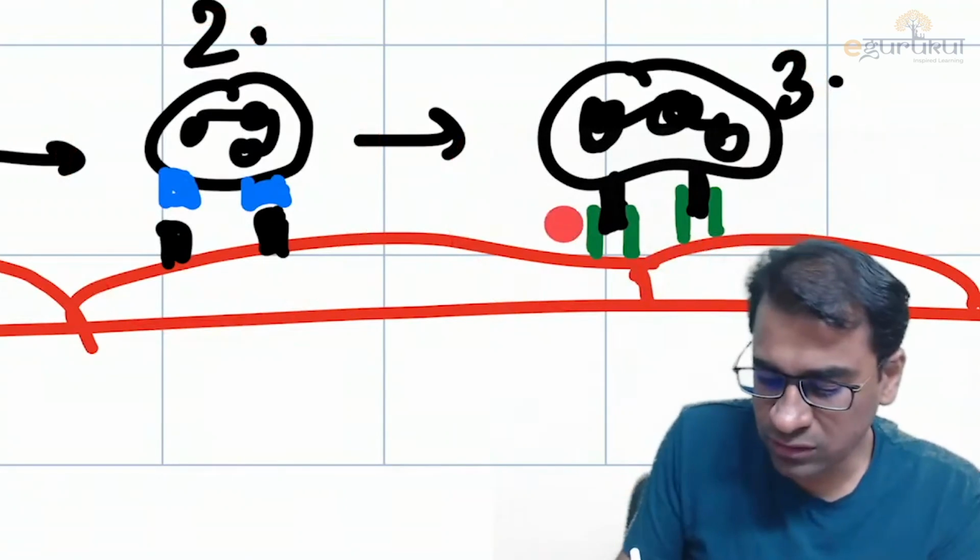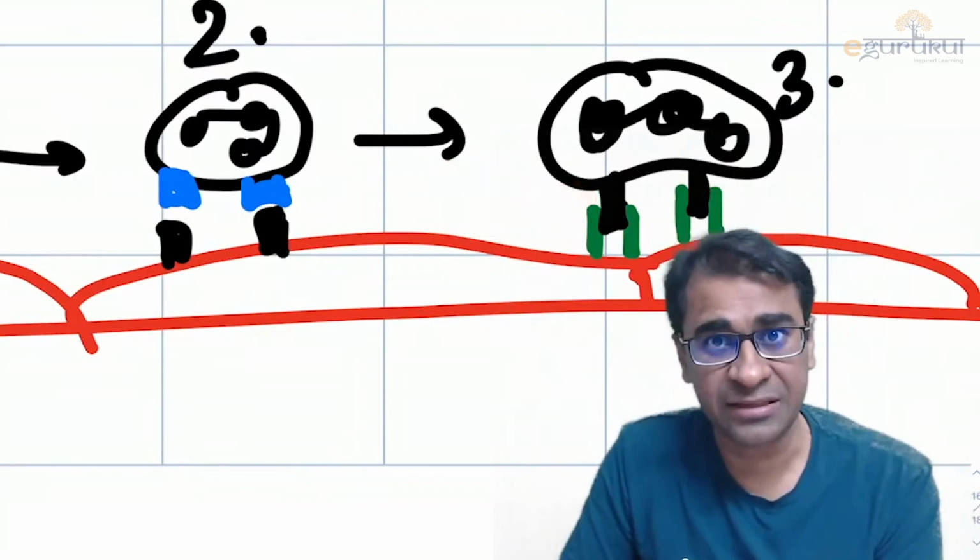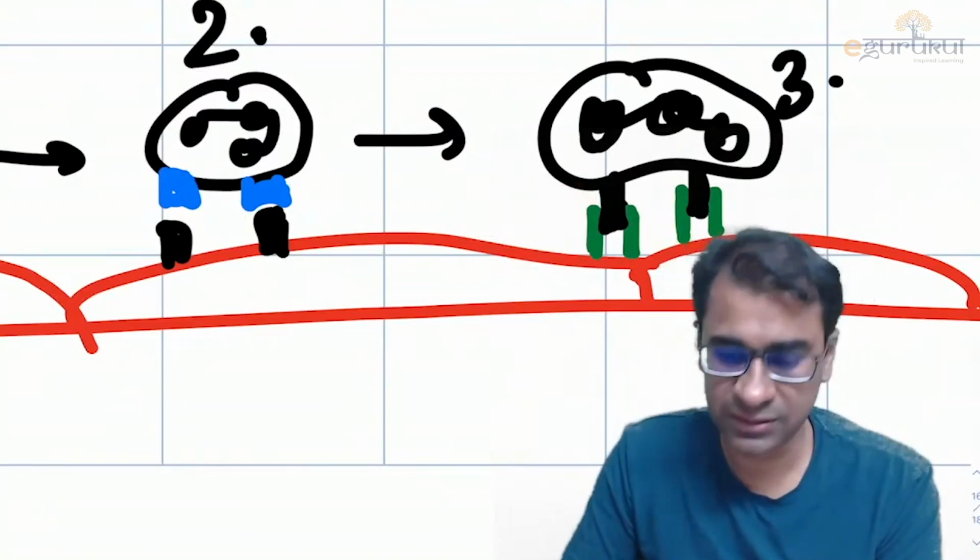Okay, so what is on the endothelium side? ICAM, VCAM, and what are these? Integrins, beta 1 and beta 2 integrins.